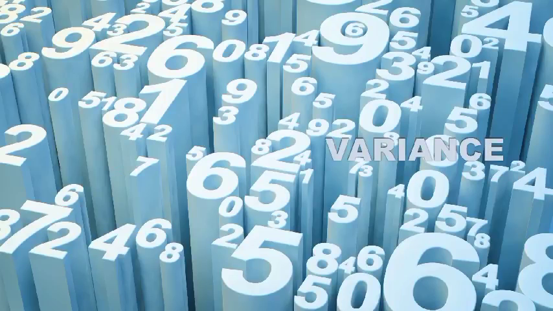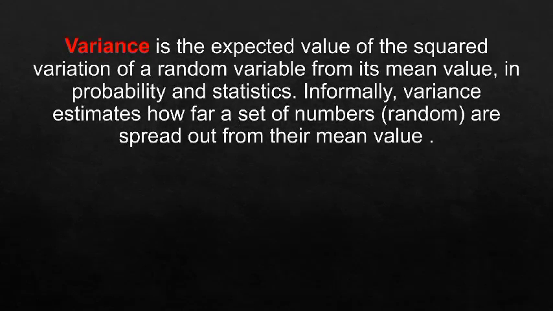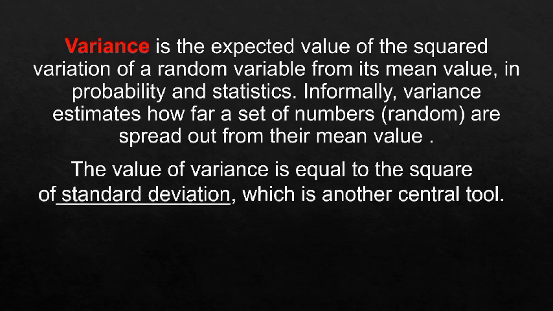We come now to the variance. When we say variance, this is the expected value of the squared deviation of a random variable from its mean value. In probability and statistics, informally, variance estimates how far a set of random numbers are spread out from their mean value. The value of variance is equal to the square of the standard deviation, which is another central tool.